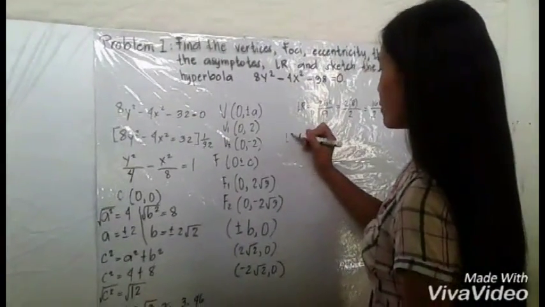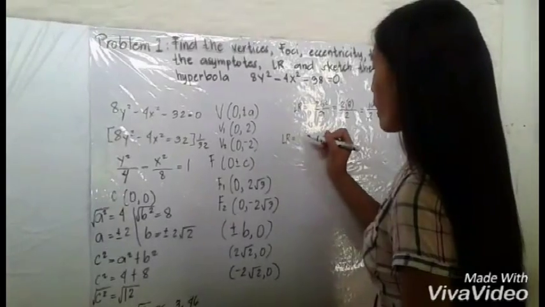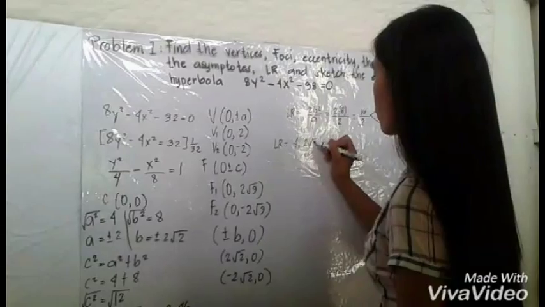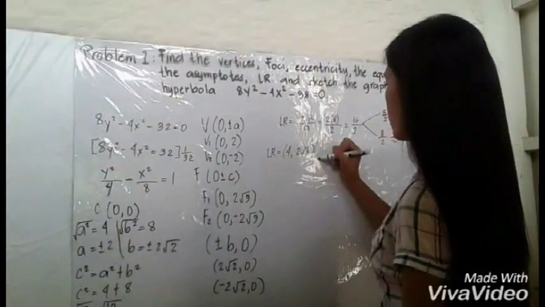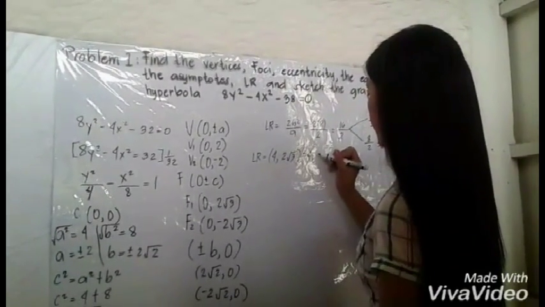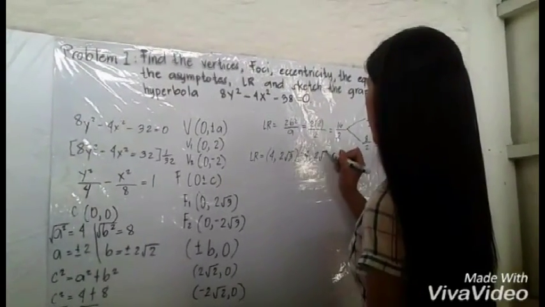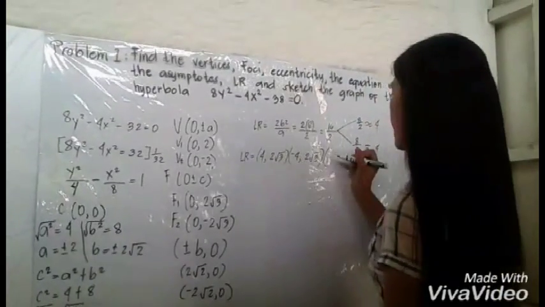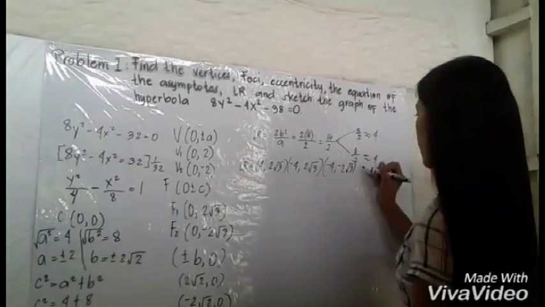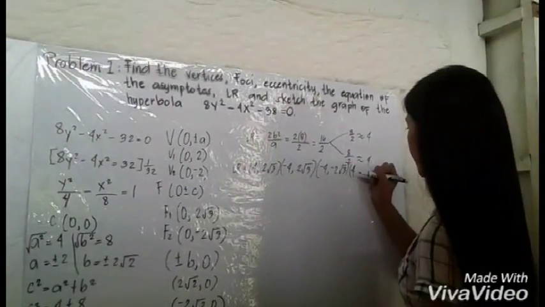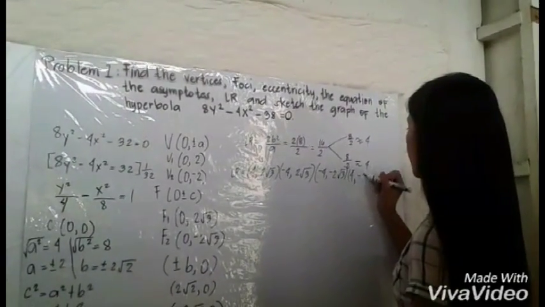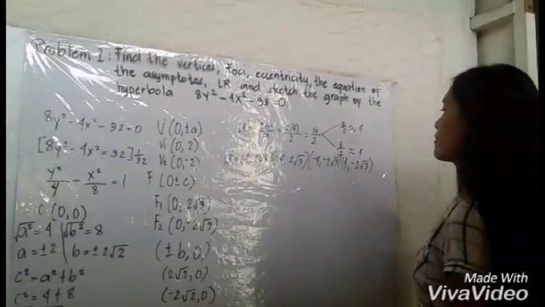The endpoints of the latus rectum, we have in quadrant 1, positive 4 and positive 2 square root of 3, and in quadrant 2, negative 4 and positive 2 square root of 3. And quadrant 3 is negative 4 and negative 2 square root of 3. And quadrant 4, positive 4 and negative 2 square root of 3.